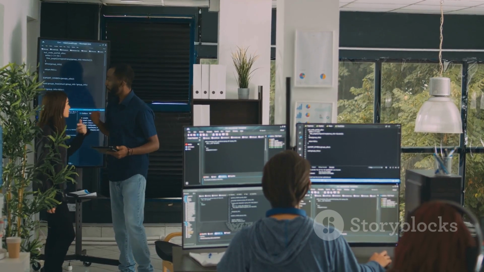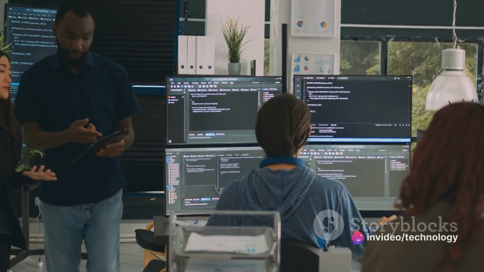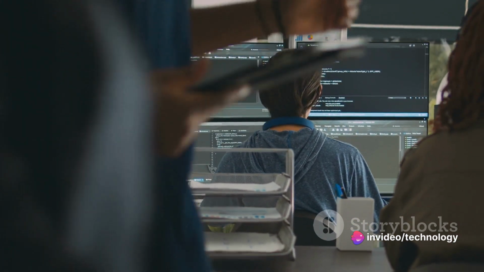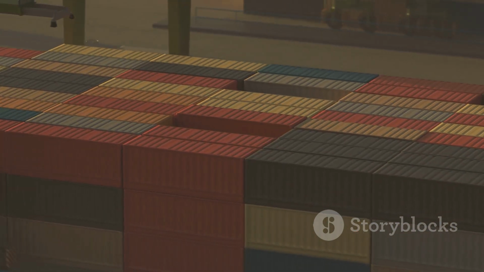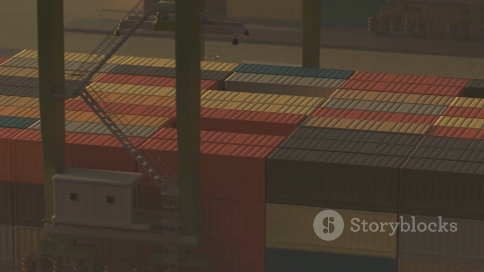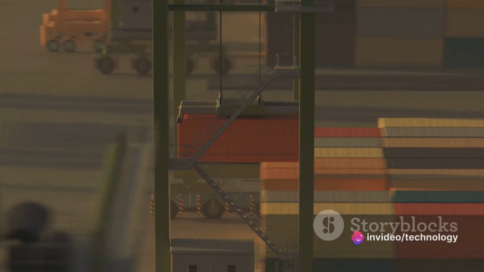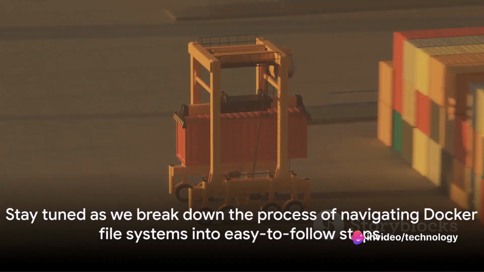It's a layered structure somewhat similar to an onion. Each layer represents a change in the file system, such as the addition of a new file or modification of an existing one. However, the intricacies of these file systems can often present a challenge. Many find it daunting to navigate through these layers and understand the changes that each one holds. The good news? It doesn't have to be that way.